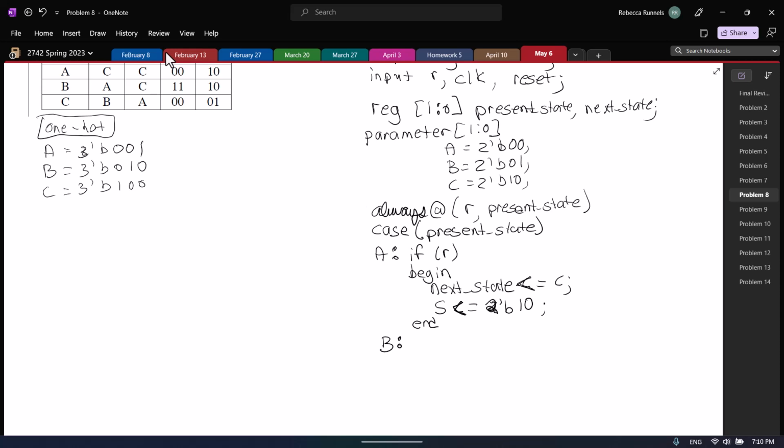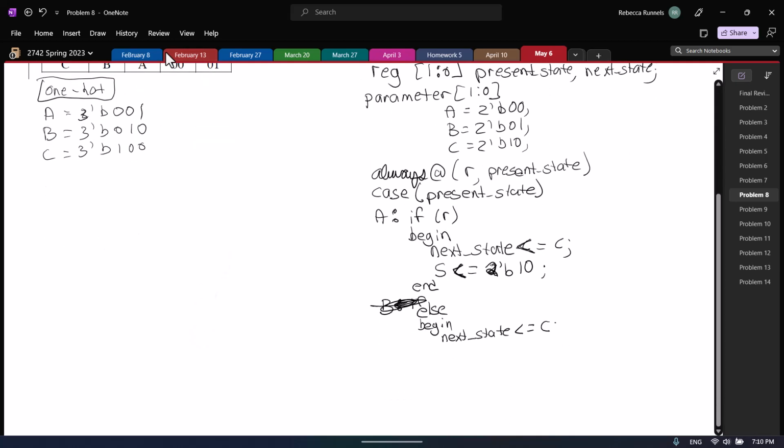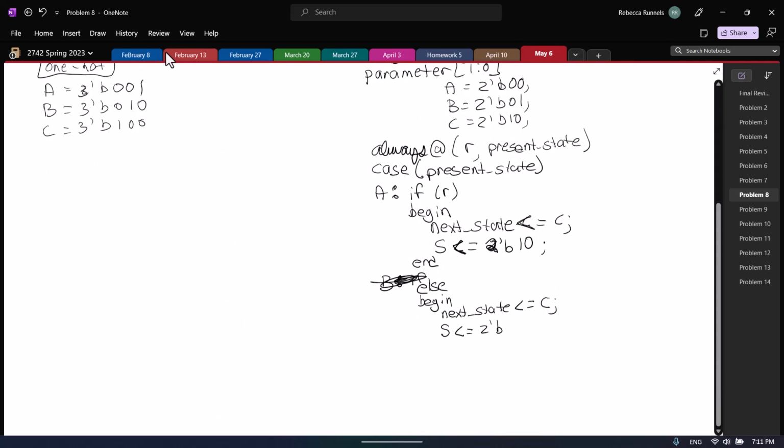Sorry. That's a 2. So B, oh wait, now I need my else. Else, so this is if R is 0, begin. And then next state becomes also C. So I could have had this outside of the if else. I could have just said case A, next state is C, and then had my if and just do my outputs in there. And S is 0, 0. And end.